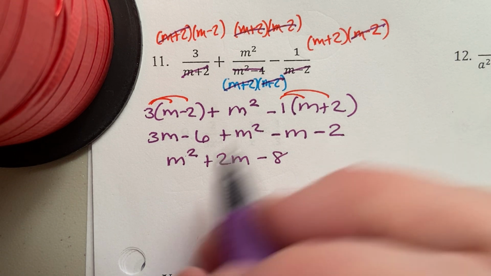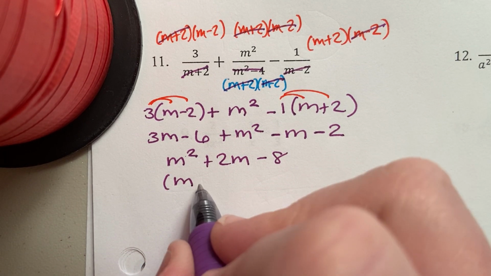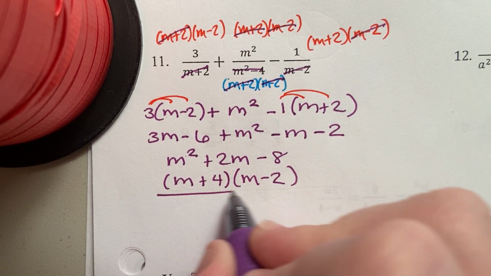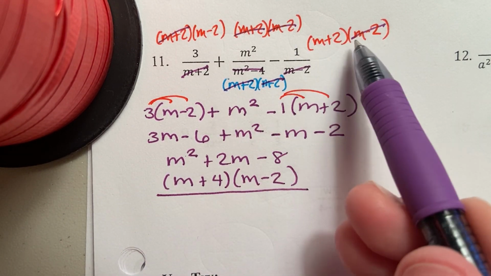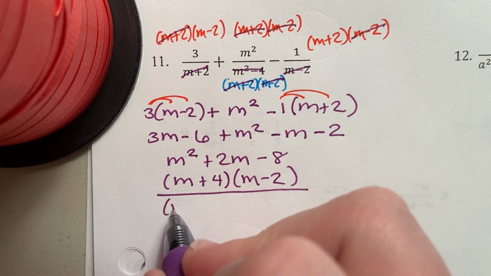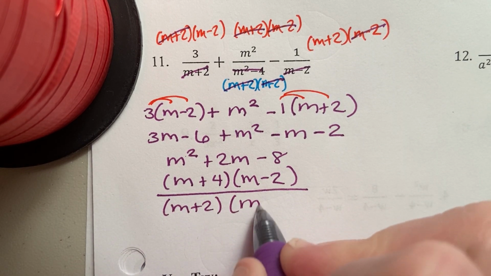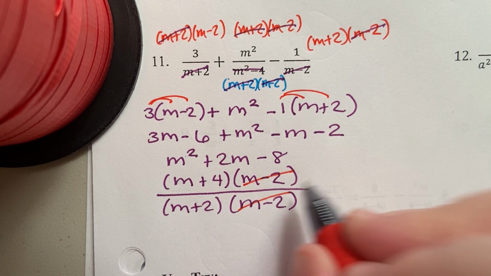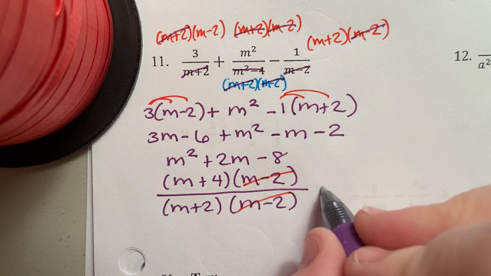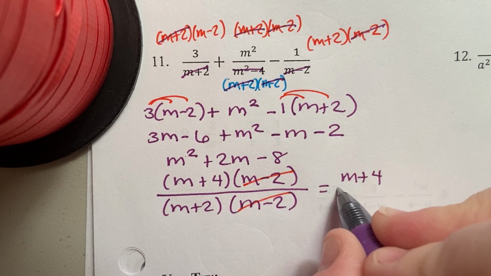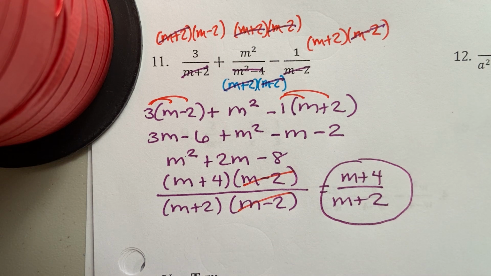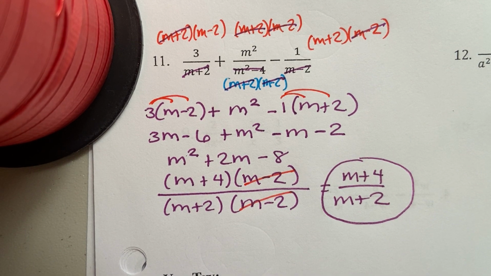Now I have to factor, so I would have m plus 4, m minus 2, and then the last step is to bring back that denominator, whatever I multiplied by. So m plus 2, m minus 2, and then see what cancels. So these two terms cancel, and that leaves me with m plus 4 over m plus 2. My extraneous solution would be a negative 2.